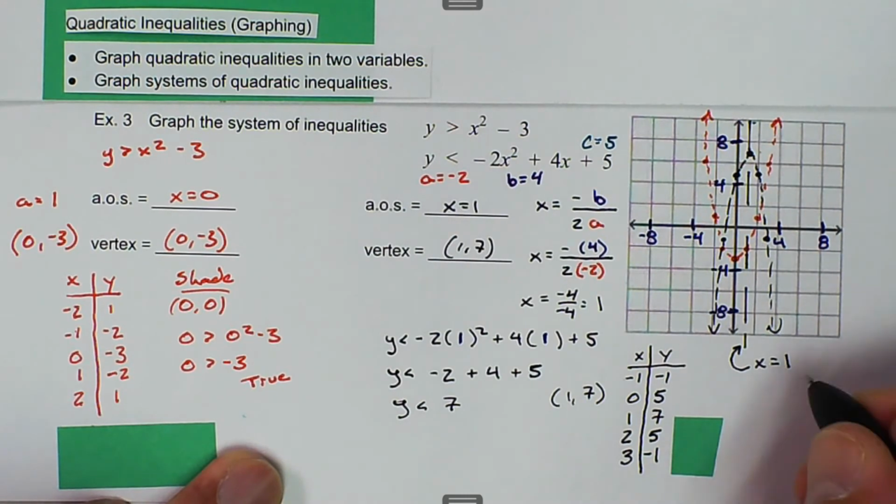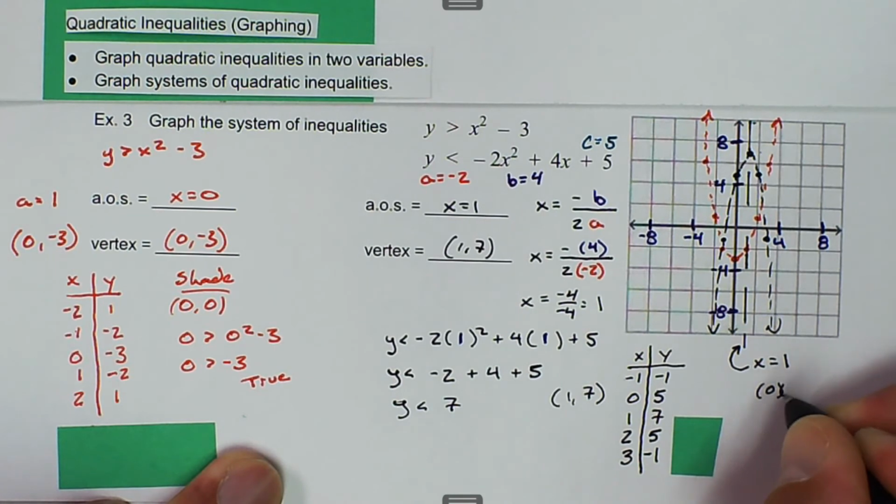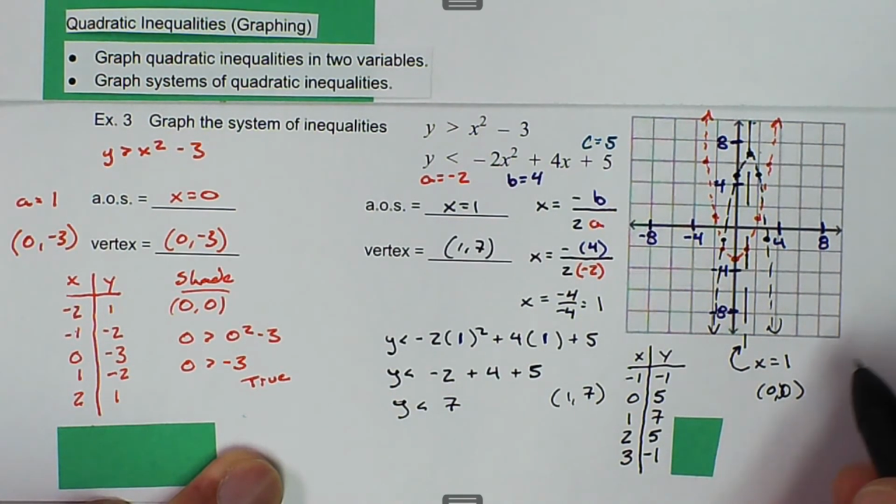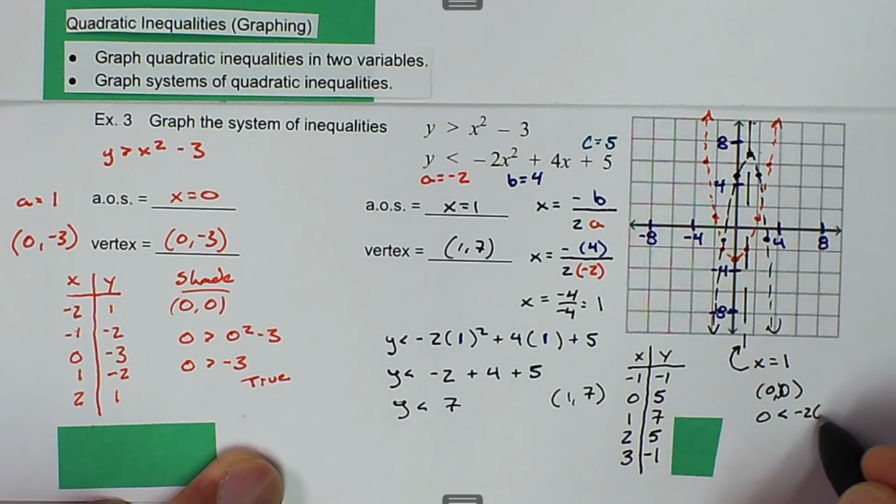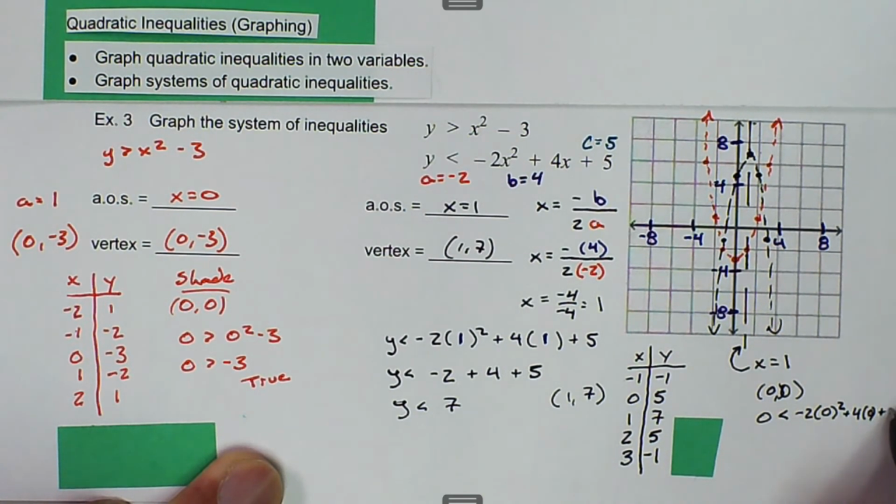And then we want to check 0, 0 again. We're checking 0, 0 for our shade. And we can substitute in 0. So 0 is less than negative 2 times 0 squared plus 4 times 0 plus 5. 0 squared is 0 times negative 2 is still 0. 4 times 0 is 0. So these are gone, and we're just left with 0 is less than 5. And that is true.